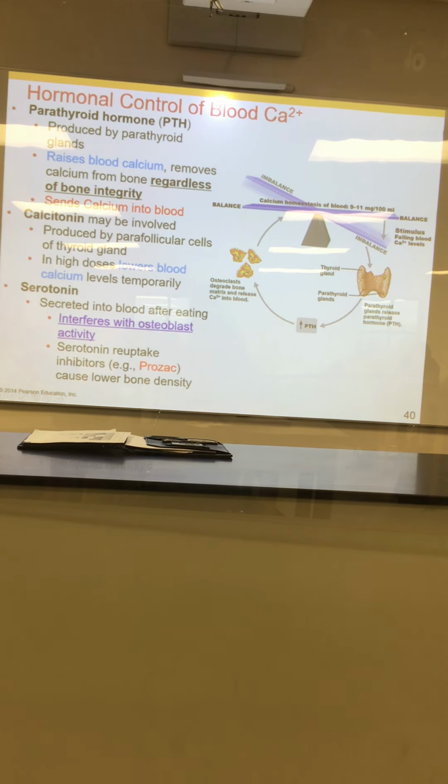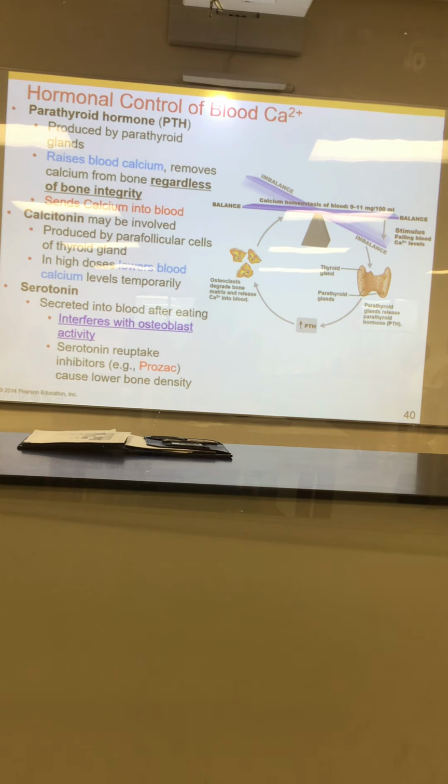All right, let me tell you a little bit about serotonin, then we'll talk. There has been, and I haven't checked this in a couple years, that's why I'm saying I should learn more, some evidence that increased amounts of serotonin interferes with osteoblastic activity. The way we've figured this out is because of people taking serotonin reuptake inhibitors.